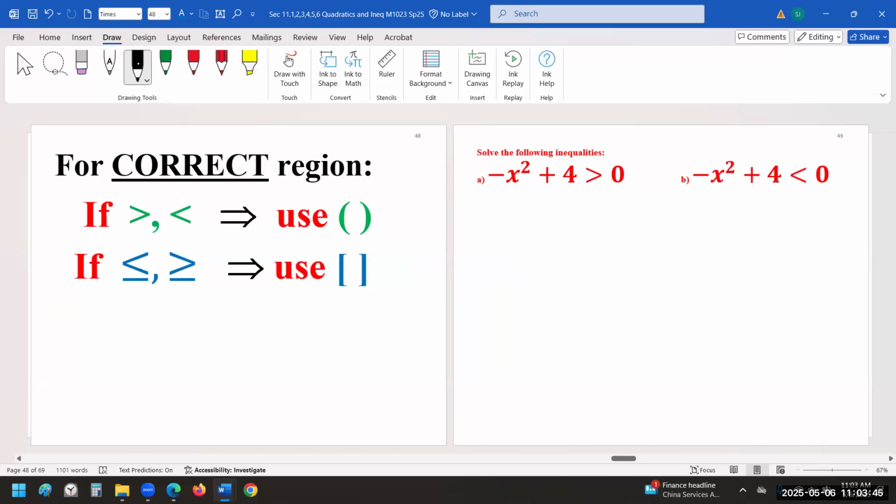And now let's do some examples. Let's start with something easy. We have negative x squared plus 4. Now we are looking for bigger than 0. Bigger than 0 means what we are looking for? Which type of number is bigger than 0? Positive. We are looking for strictly positive numbers.